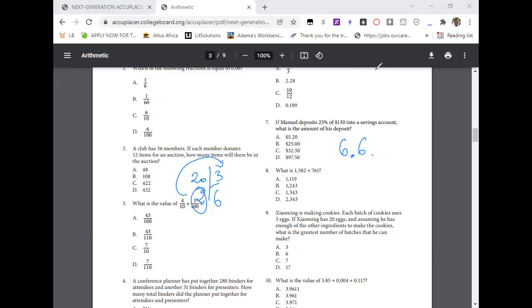All right, let's practice this on your own. Practice this on your own, and I will see you in the next section.